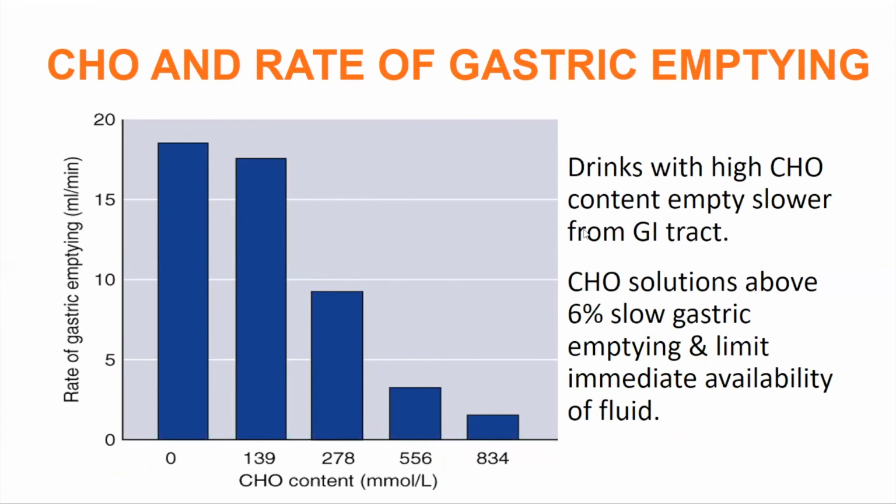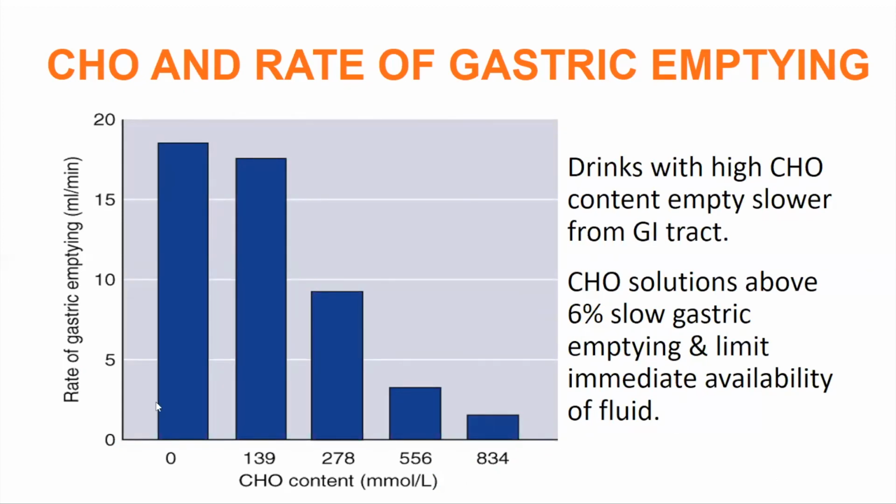The next two slides talk about carbohydrate replenishment through sports drinks. So if you've noticed, if you drink Powerade or Gatorade, the carbohydrate component should not be higher than 6%, because if it's higher than 6%, it slows down the gastric emptying and it can cause GI distress and give you an upset stomach.